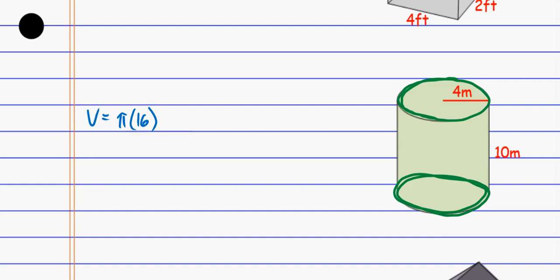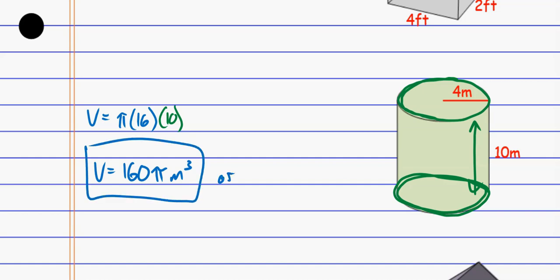And once again, the height is measuring the distance from one base to the other. So the height on this one is going to be that 10. And now I can go ahead and plug away on this thing. So the volume equals 160 pi, and that's cubic meters. Okay? And for this particular example, I could leave it in terms of pi. That would be the exact answer.